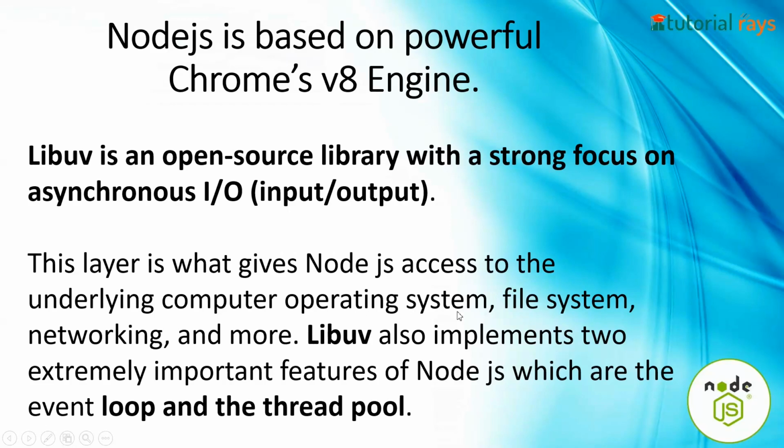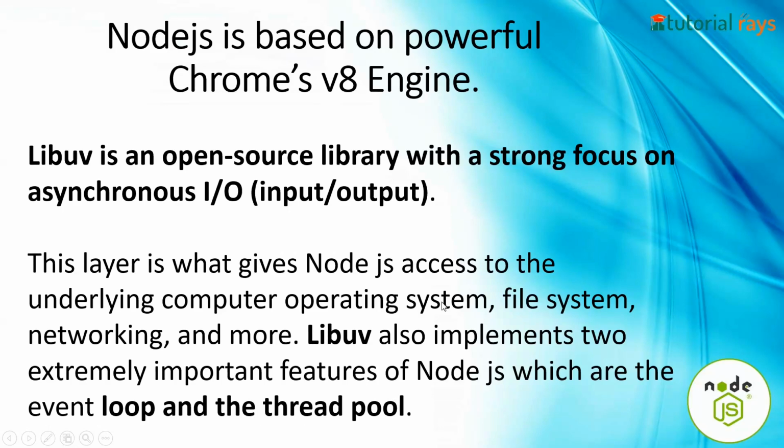I've already explained that Node.js converts the language into machine language, but that is not enough. Node.js requires a library called libuv, which is responsible for interacting with the operating system. For example, Windows 10, Windows 11, or Linux, Mac OS. To interact with the operating system, to access the file system, networking, and other such things, libuv is responsible. Libuv also implements two extremely important features of Node.js, which are the event loop and the thread pool, which I will explain further.